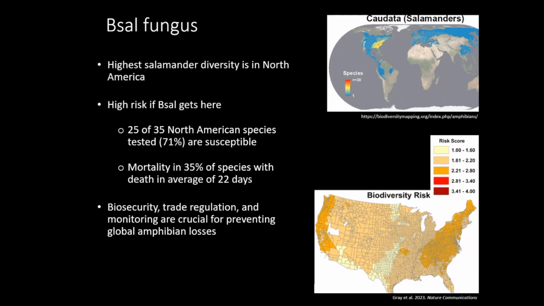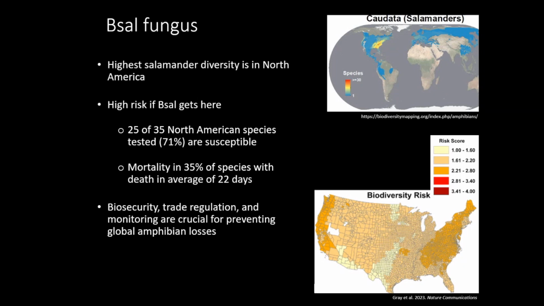And it's a huge concern for those of us in North America because we have the highest salamander diversity in the world here, and especially very nearby in the Appalachian Mountains. That's the figure on the top showing that red and yellow is where most salamanders are in the world. And if this B-Sal fungus gets to North America, we think it could be really devastating.